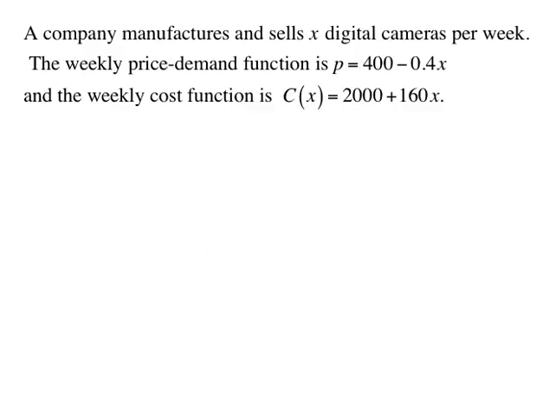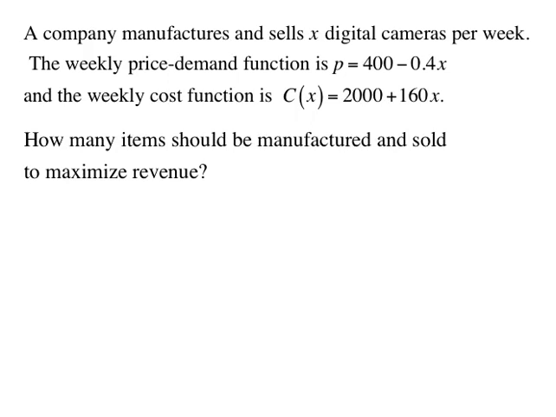Our next question is, a company manufactures and sells x digital cameras per week. The weekly price demand function is p equals 400 minus 0.4x, and the weekly cost function, C of x, is 2,000 plus 160x. We want to know how many items should be manufactured and sold to maximize revenue.